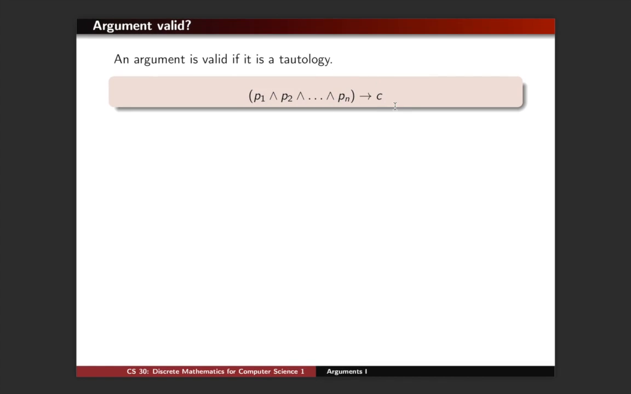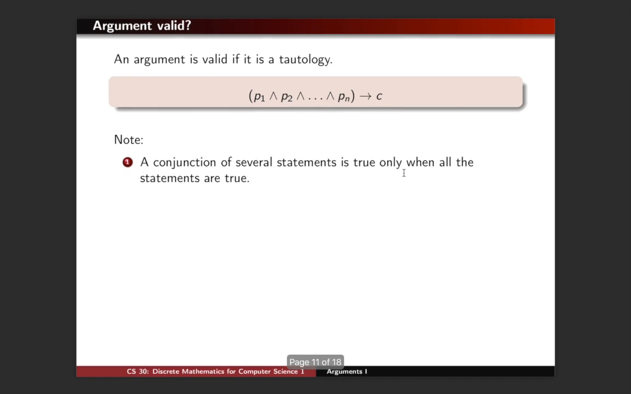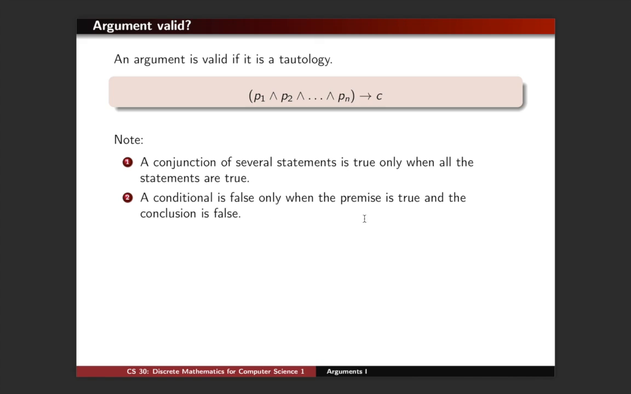Let us recall the form of an argument and remember lessons that we learned in previous lecture videos. So first, a conjunction of several statements is true only when all the statements are true. Also, a conditional is false only when the premise is true and the conclusion is false. So, what does that mean? Let's say this is true, so the premises are true, and this is false. So, this is the only case where this conditional will be false. So, from there, what do we know?